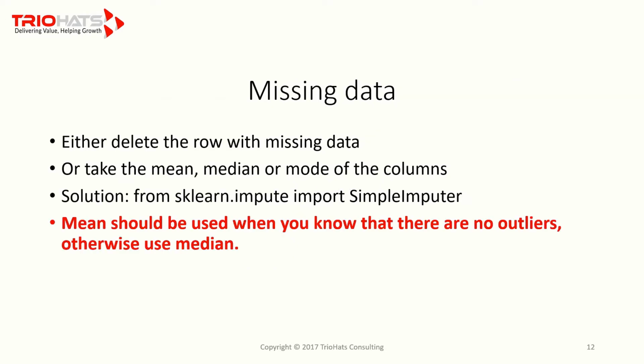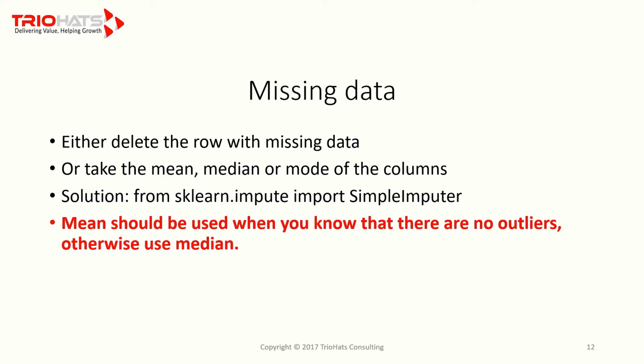Now we'll start with missing data. How to fill in the missing data. One option is, if you have a certain row with missing data, you can delete the whole row which has the missing data. That could create a problem in certain situations where values are of utmost importance. The other option is to take the mean, median, or mode of the columns. That is the easy way. We all know that the columns are in numbers, so the mean, median, and mode can be easily taken.